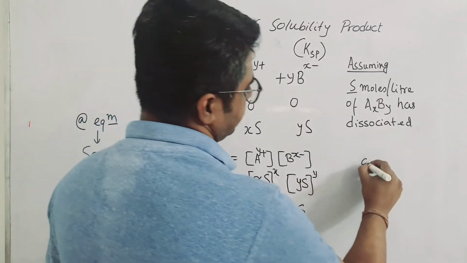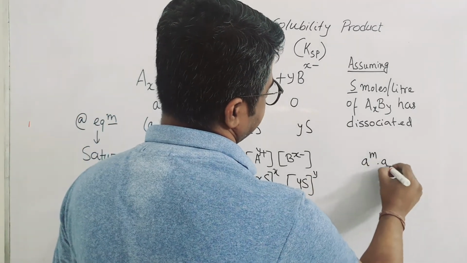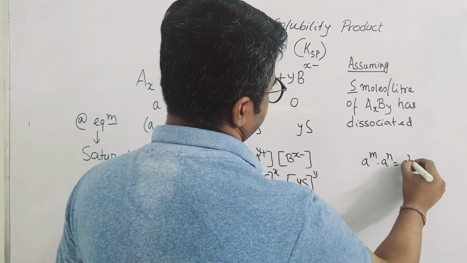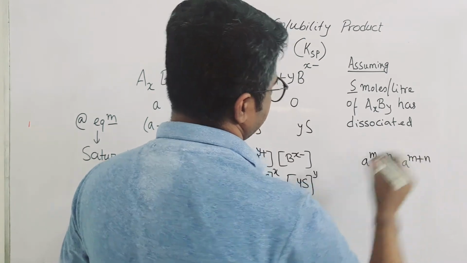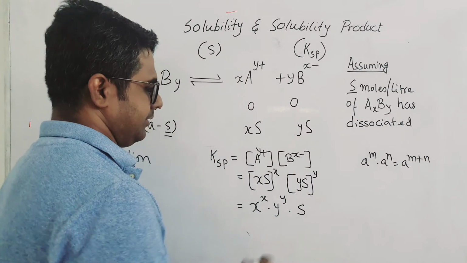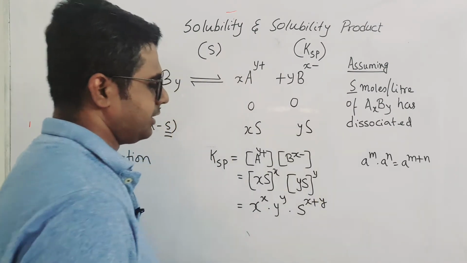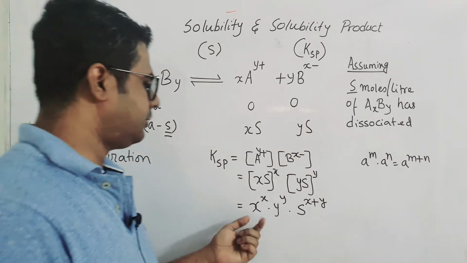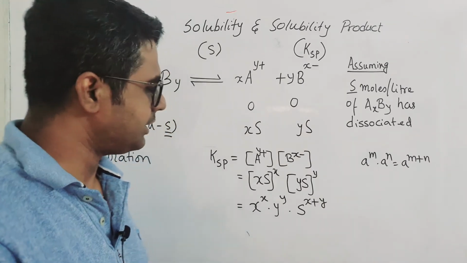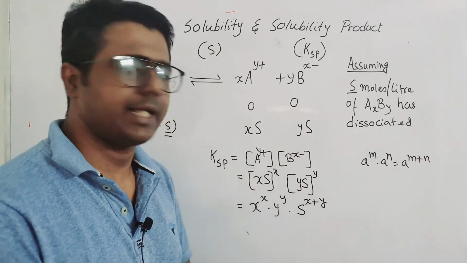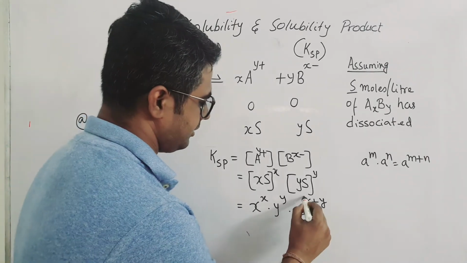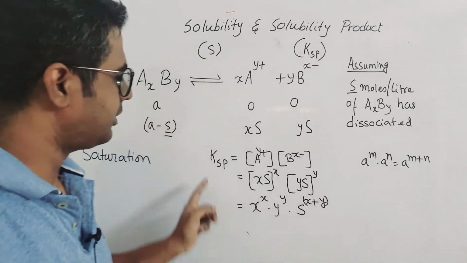Exponents, do you remember this one? You studied it in class 9th. A to the power m into A to the power n is A to the power m plus n. So this is x plus y. Clear? So x to the power x into y to the power y into S to the power x plus y. So that is the formula for solubility product.